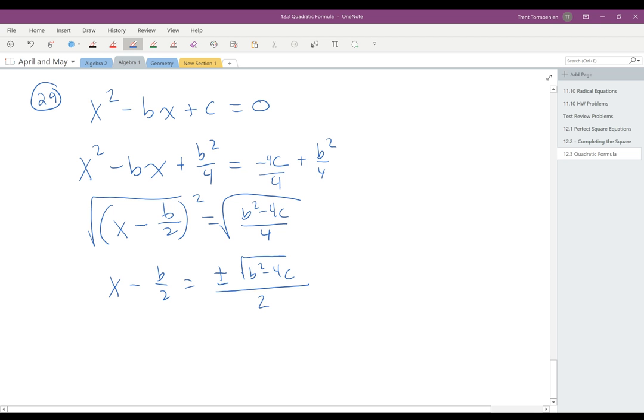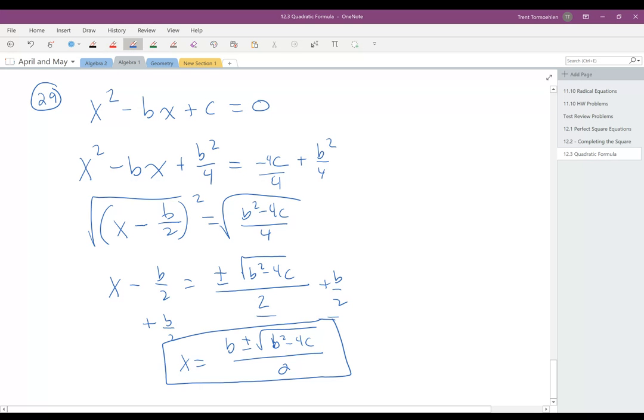So now when I solve for x, I add b over 2 to both sides, and that gives me x equals, well, common denominator of 2, so it's going to be b plus or minus square root of b squared minus 4c all over 2. And so that is the solution in terms of b and c for x.